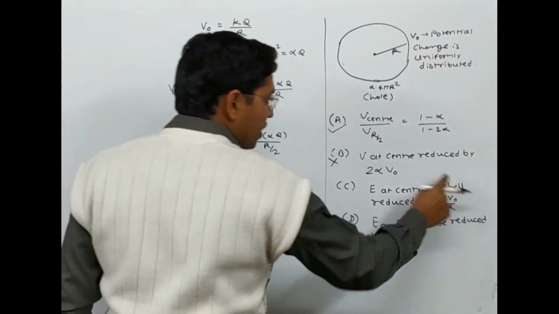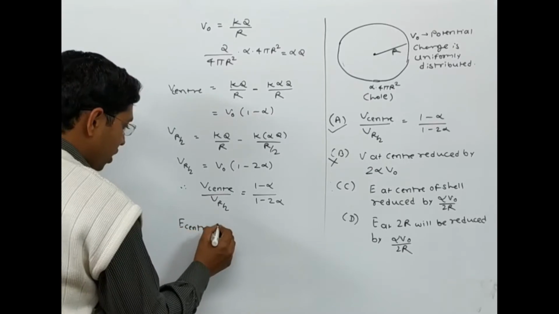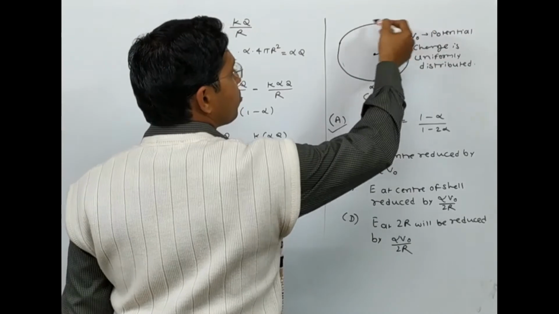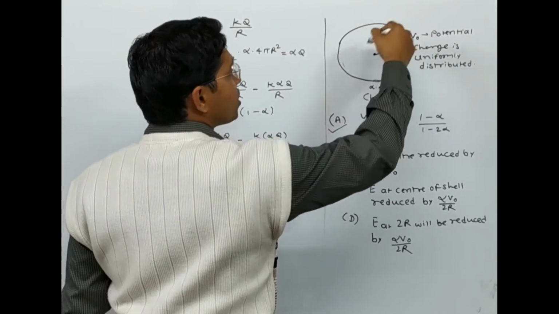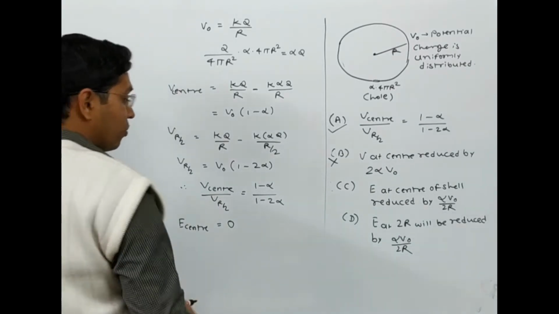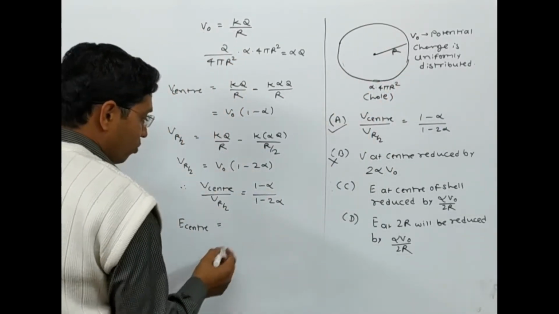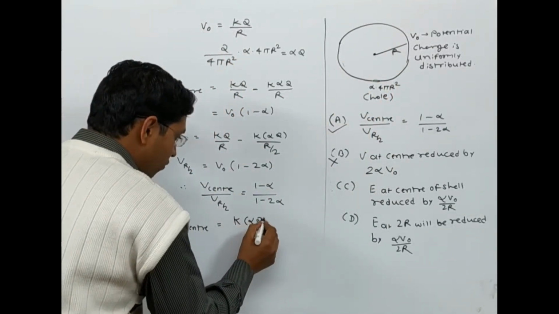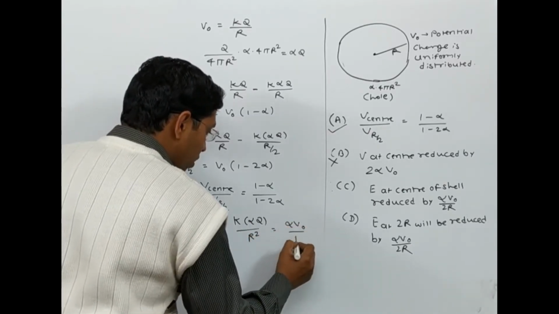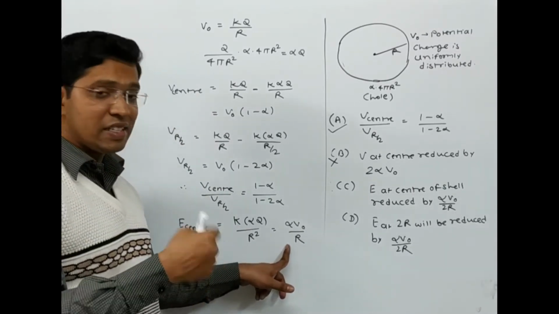Now we are interested in E at the center of the shell. E at the center, initially, was 0. Why? Because it is a uniform charge distribution shell, so there is no charge enclosed inside, and that's why the field inside the spherical shell is 0. But now, because of this alpha q, there will be a field at the center, and it is going to be k alpha q upon r square, which is nothing but alpha V0 by r. So alpha V0 by r is the increase in the electric field.